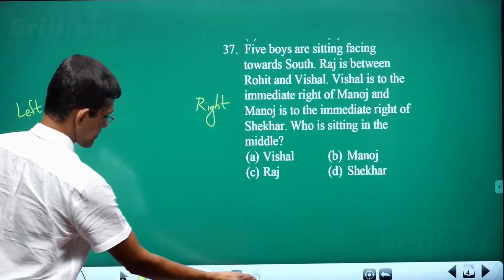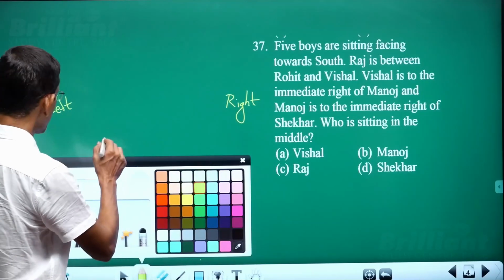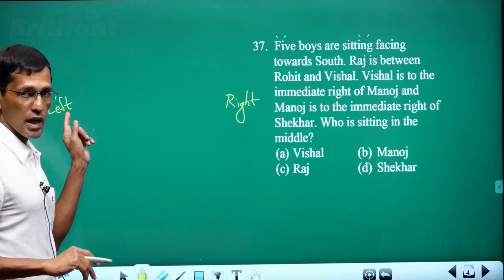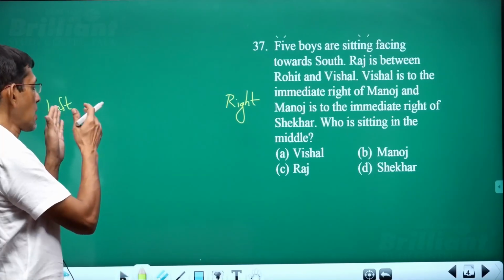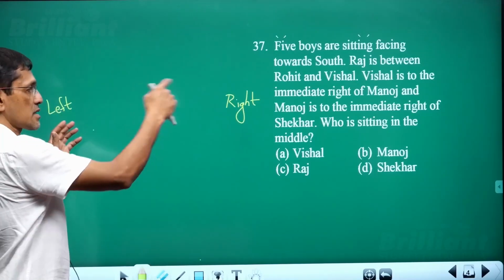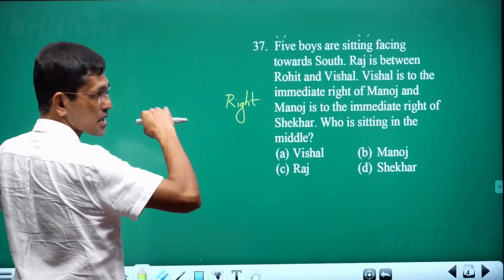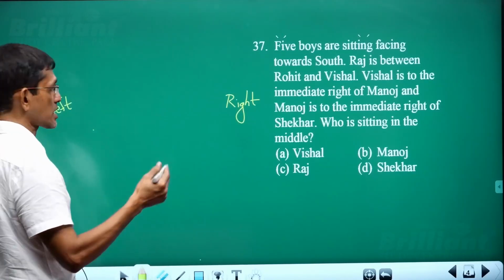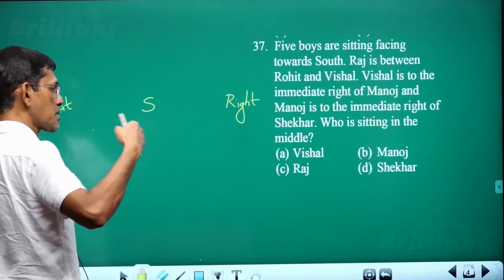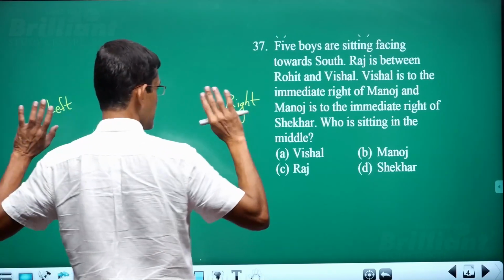What is next? They are all facing south, right? So if this is the left of these people, all of them are facing the same direction. For all of them, this is their left hand side and this is the right hand side. So that means they are facing the same direction we are facing. So let's say if Shekhar is here, Shekhar must be facing that direction. So if I'm Shekhar, I must be facing that direction.